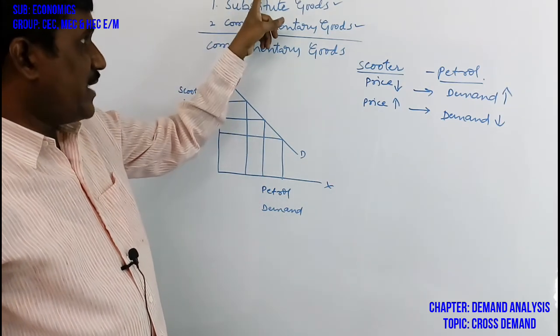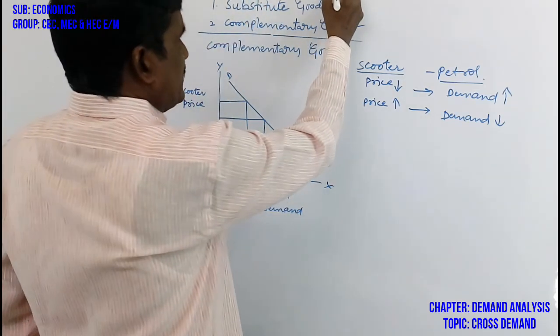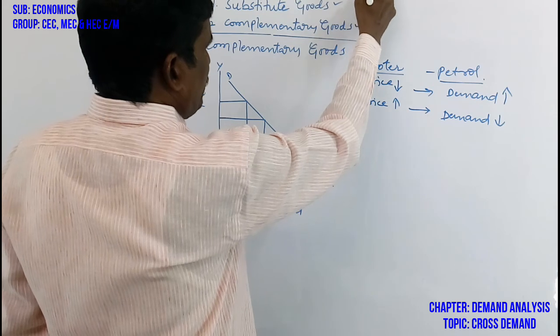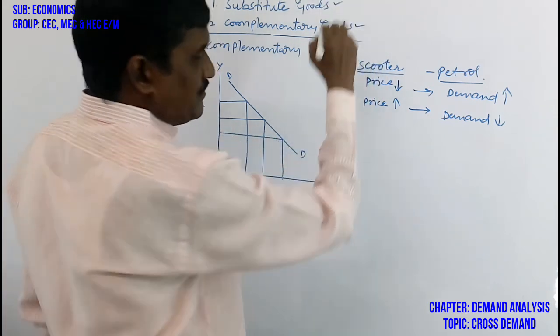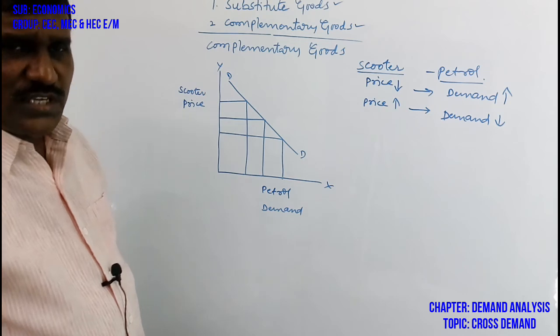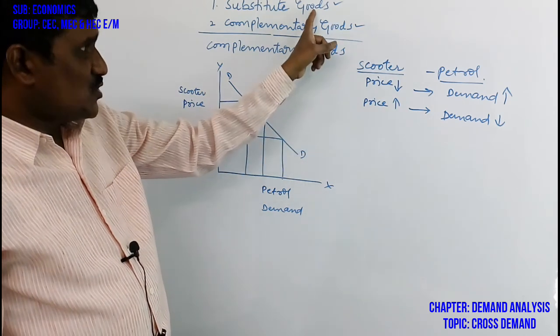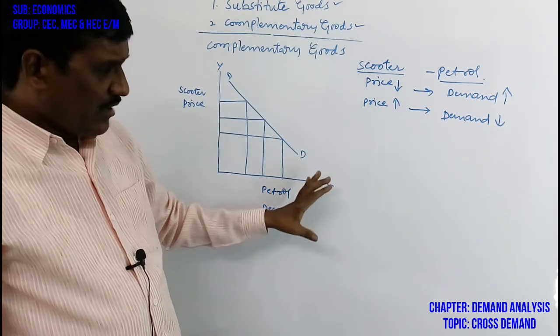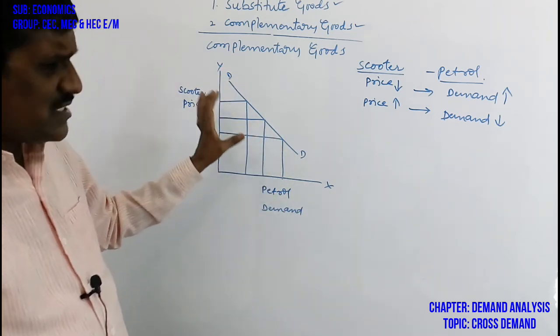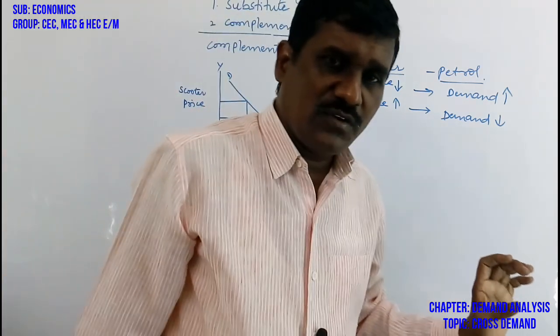In the cross demand, two goods are there. Once again, the demand function is Dx as a function of P1, P2. P1 means substitution goods, P2 means complementary goods. Two goods are there: one is substitution goods, and the other is complementary goods. This is the way of the explanation. So this is the information on cross demand.